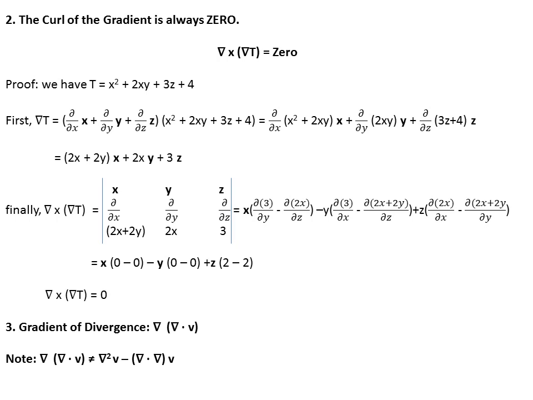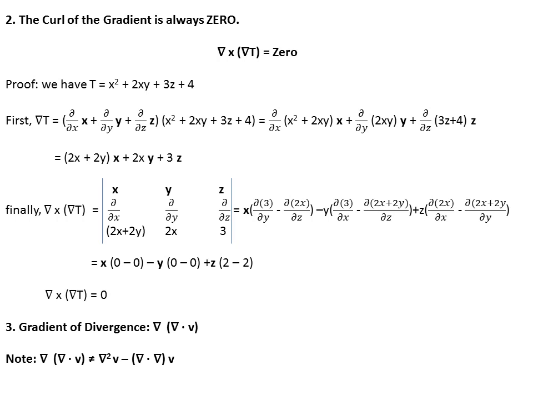So we get x in bracket del 3 by del y minus del 2x by del z minus y del 3 by del x minus del 2x plus 2y divided by del z plus z del 2x by del x minus del in bracket 2x plus 2y divided by del y. So finally we get x 0 minus 0 minus y 0 minus 0 plus z 2 minus 2. So finally we get curl of gradient is 0.